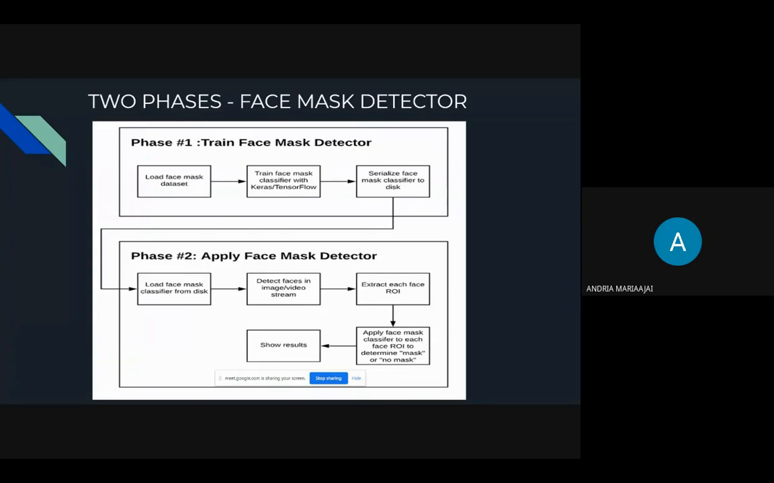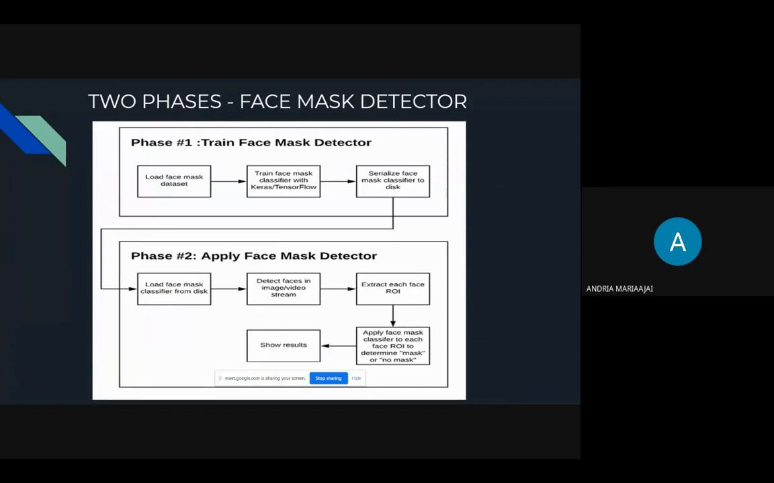Then we will be applying the face mask classifier to each face ROI to determine whether the person is wearing a mask or without a mask. Then we will be showing the results. So that's the main outline of the project. So we will be moving into the more detailed part about this.